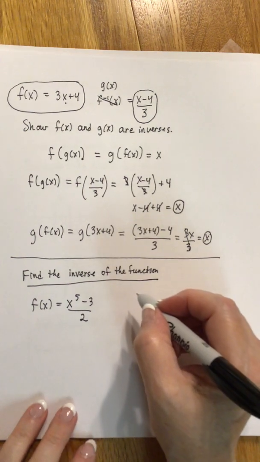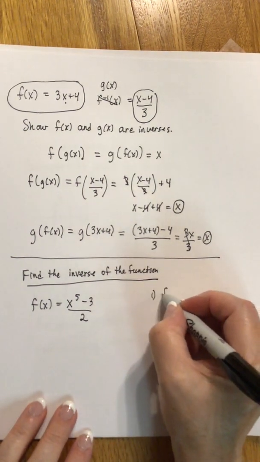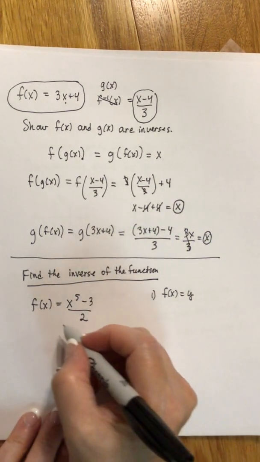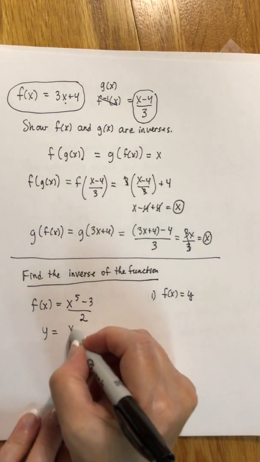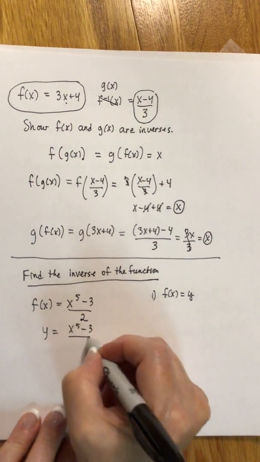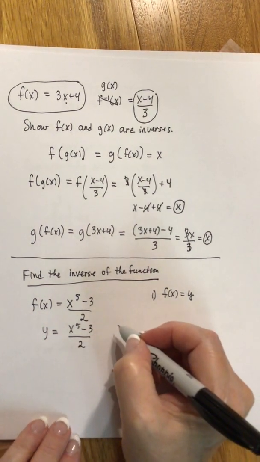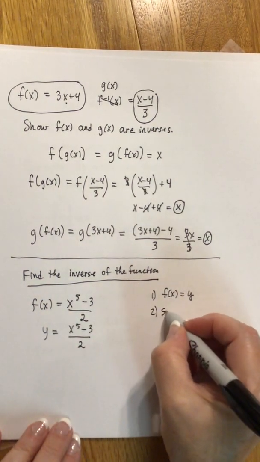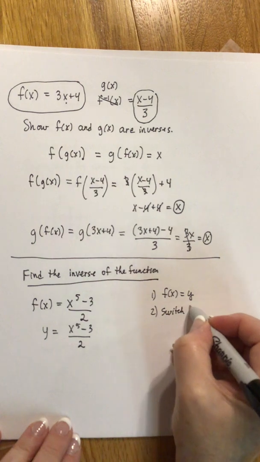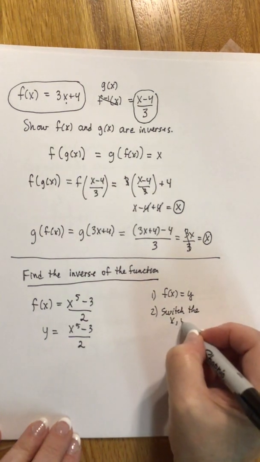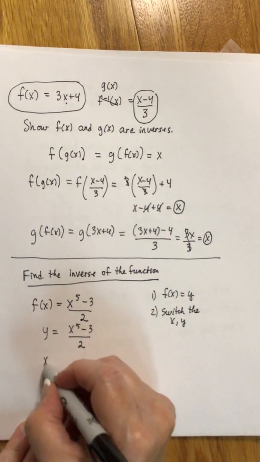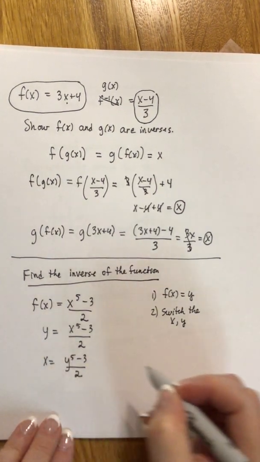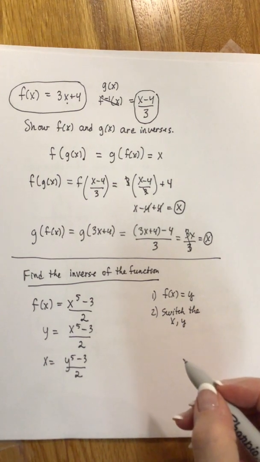So what did we say to do first? The first step was to get f of x equaling y. So we're going to have y equals (x to the fifth minus 3) over 2. We're changing f of x into y. The next step we said was to switch the x and the y. So this becomes x equals (y to the fifth minus 3) over 2. And then we said to solve for y.